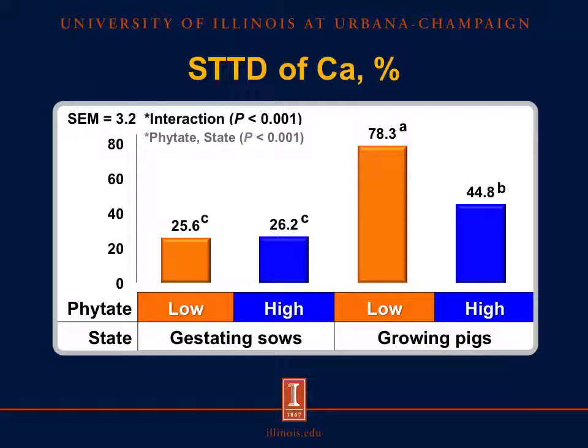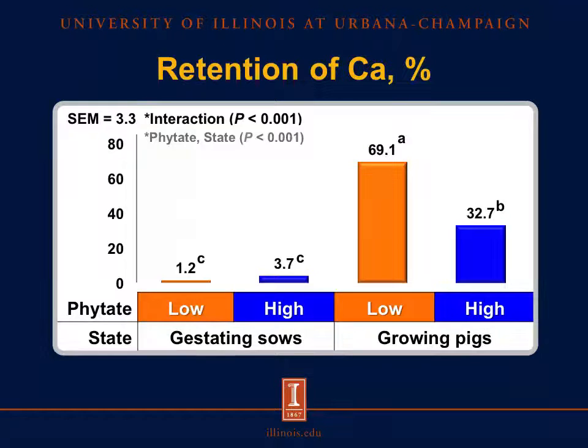An interaction between phytate level and physiological state was observed: phytate level did not affect the STTD of calcium by gestating sows, but the STTD of calcium was greater if growing pigs were fed the low phytate diet than if they were fed the high phytate diet. The same was observed in the retention of calcium: phytate level did not affect calcium retention by gestating sows, but calcium retention was greater if growing pigs were fed the low phytate diet than if they were fed the high phytate diet. Regardless of phytate level, gestating sows had reduced digestibility and retention of calcium compared with growing pigs, and the STTD and retention of calcium by gestating sows seemed not to be affected by phytate level.